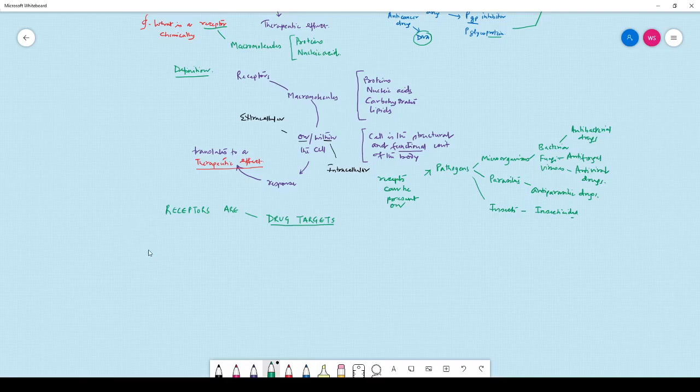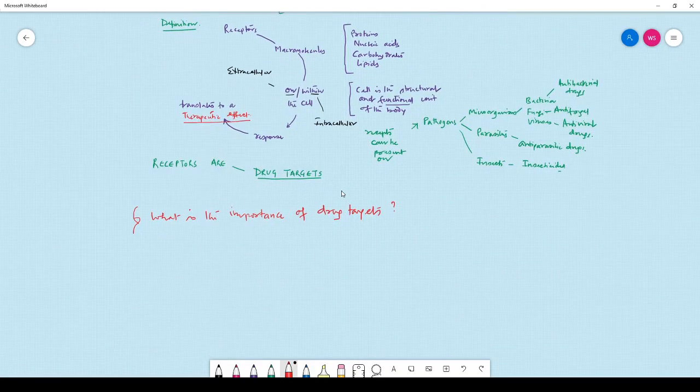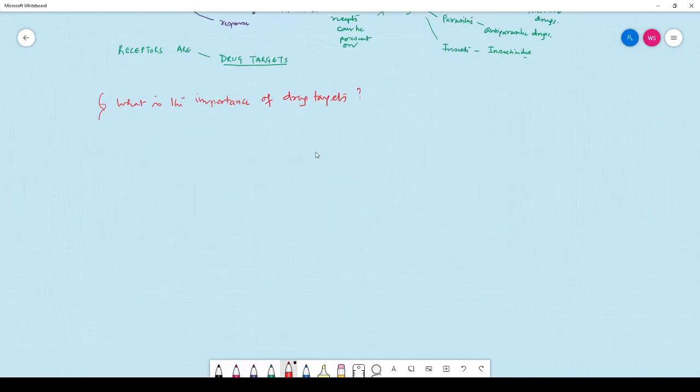So now the next point that we're going to take up is what is the importance of drug targets. In our previous discussion, we said that receptors are drug targets. Now we are going to ask the question, what is the importance of drug targets?